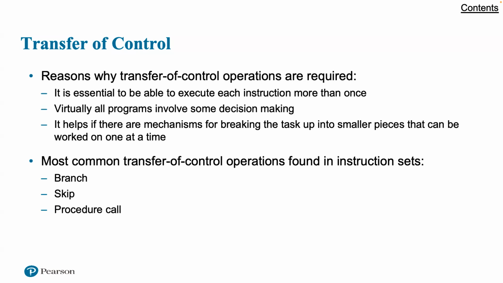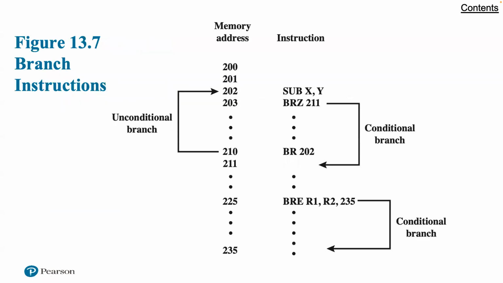To compose correctly a large or even medium-sized computer program is an exceedingly difficult task. It helps if there are mechanisms for breaking the task up into smaller pieces that can be worked on one at a time. We now turn to a discussion of the most common transfer of control operations found in instruction sets, that is branch, skip, and procedure call.